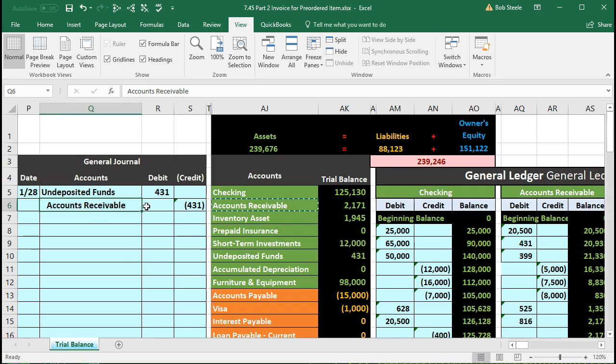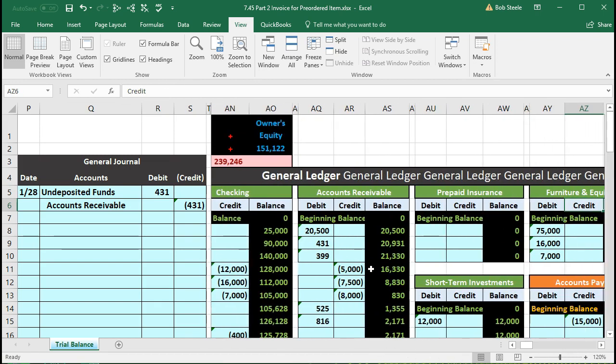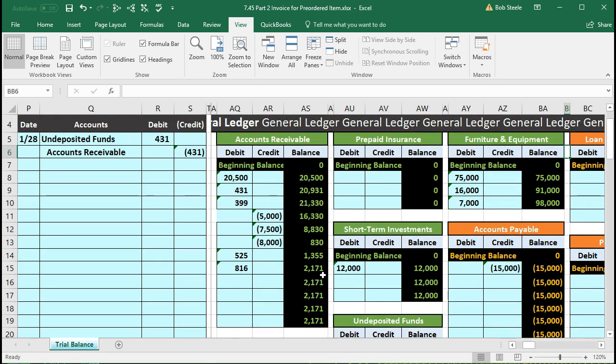That's going to be in accounts receivable, our second account on the trial balance, and therefore our second account on the general ledger. Scrolling over to the right, we see the accounts receivable. We're going to scroll down to the next area, which is going to be AR16. AR16 equals, we're going to point to that 431.